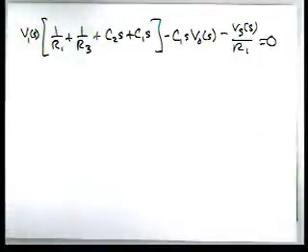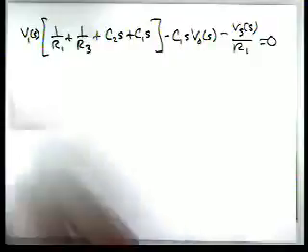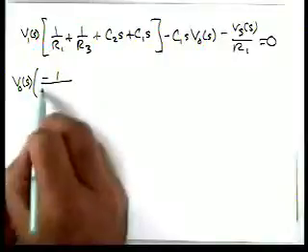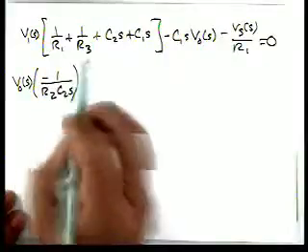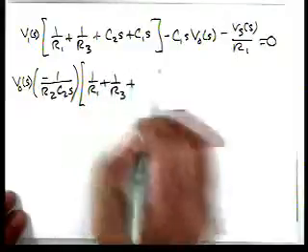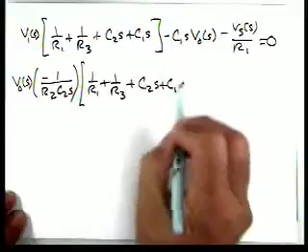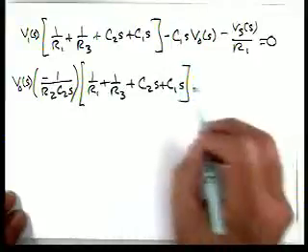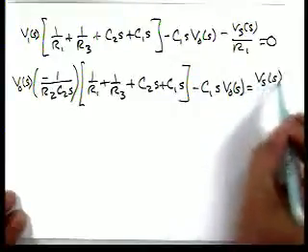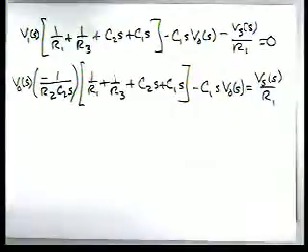So now I'm going to make this substitution in here. So now we have V0 of S times minus 1 over R2 C2S times 1 over R1 plus 1 over R3 plus C2S plus C1S, minus C1S V0 of S is equal to Vs of S over R1. So now it's a matter of some algebraic manipulation.